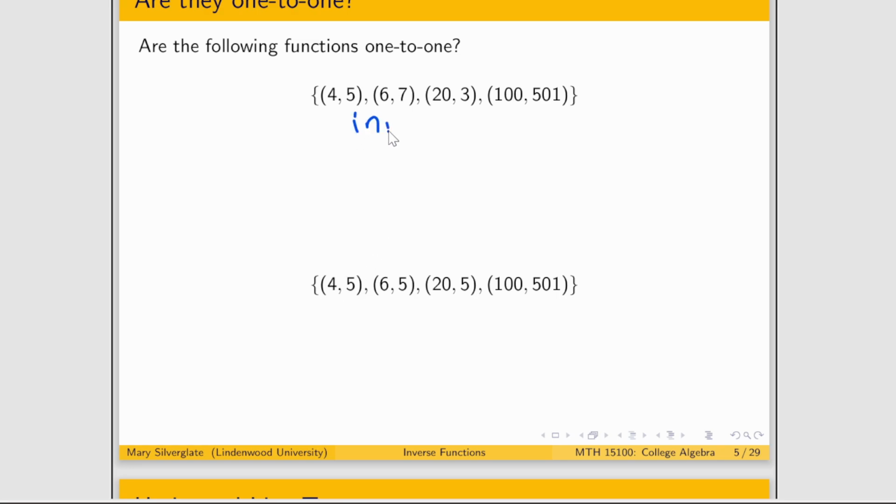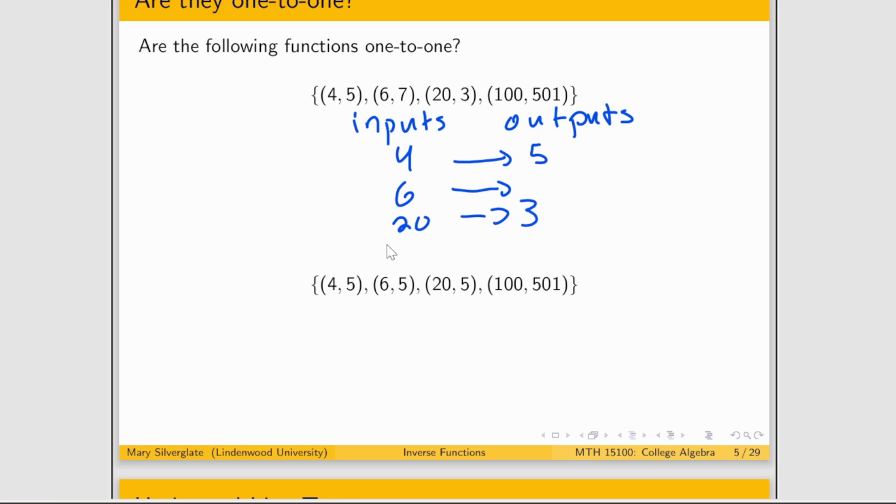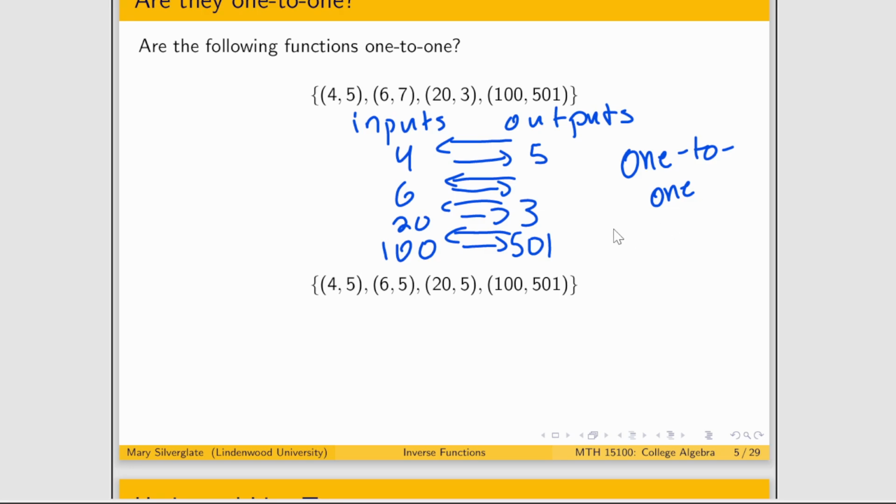So here, if we look at our inputs and our outputs, we have, for example, that 4 maps to 5, 6 maps to 7, 20 maps to 3, and 100 maps to 501, with my inputs being my x's and my outputs being their associated y's. And then we want to check: this is a function because each x has one y, and it works the other way around, where each y has exactly one x. So this is a one-to-one function because each output has only one input.